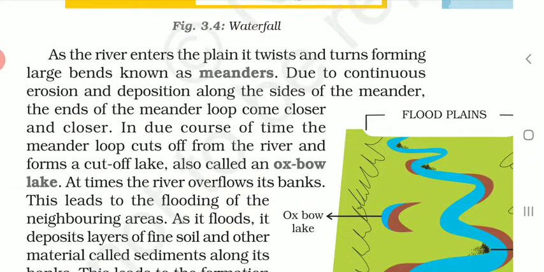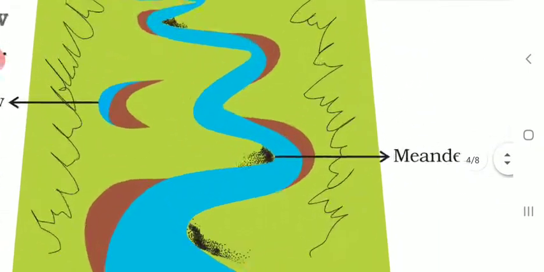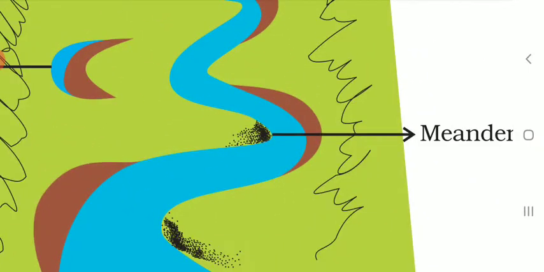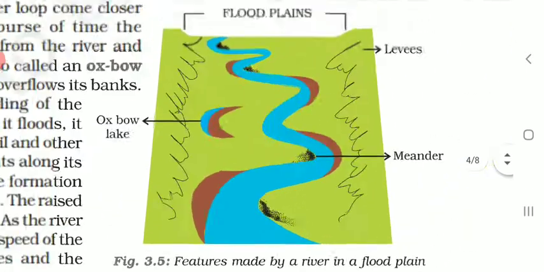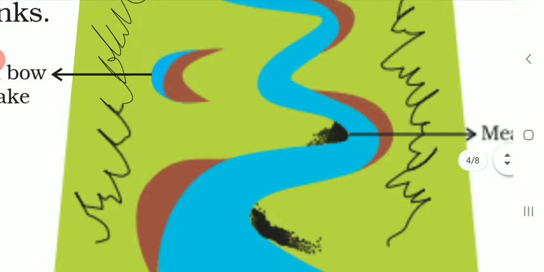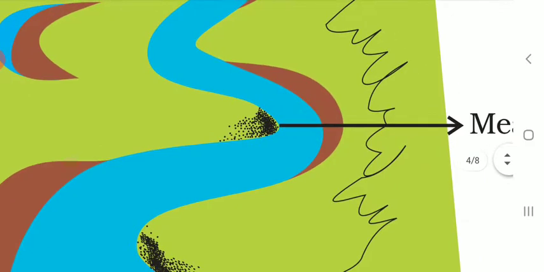These bends of the rivers are called meanders, and this is happening because of what? Due to continuous erosion and deposition along the sides of the meander. You know very well, when the water continuously flows in this region, then due to the continuous erosion and the deposition along the side of the meanders, as you can see here, these are the meanders. So side by side, you can see there are some depositions and there is some work of erosion along these meanders.